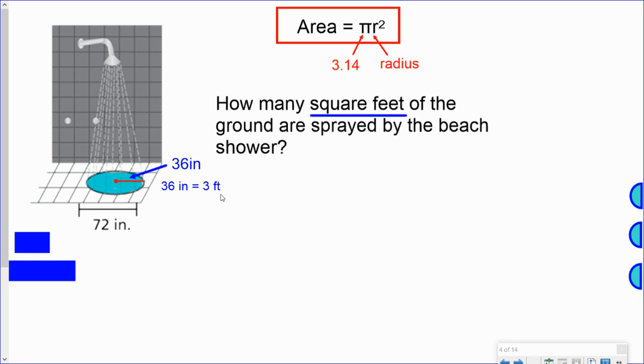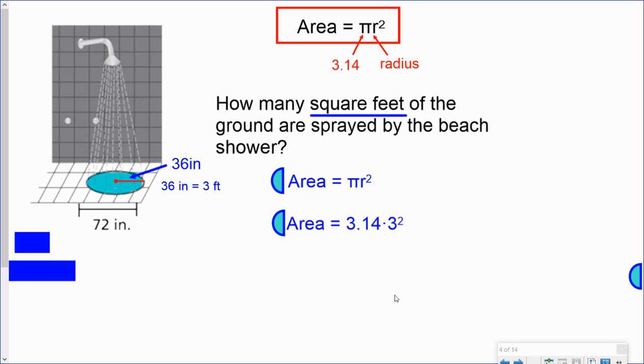So again, we'll do 3 lines of work. The first line will be writing your formula. Area equals pi times the radius squared. Our second line is substitution, where we'll replace pi with the number we use, 3.14, and we'll replace the r with the radius, which is in feet. In this case, it's 3. So here's what our second line of work looks like.